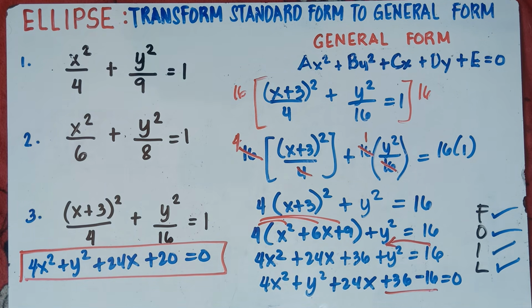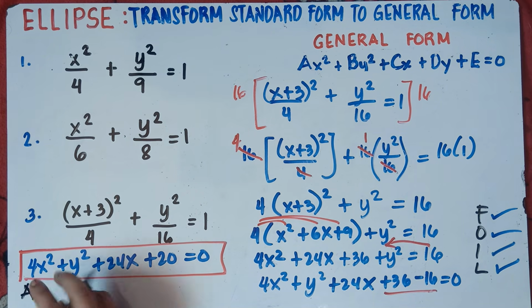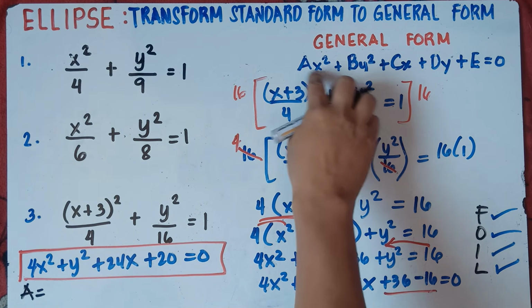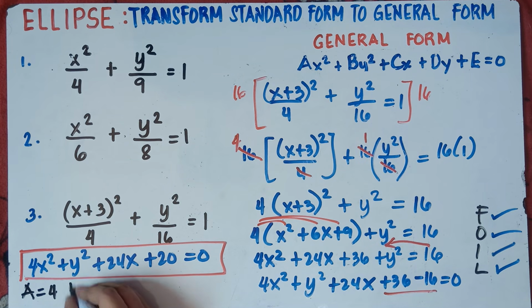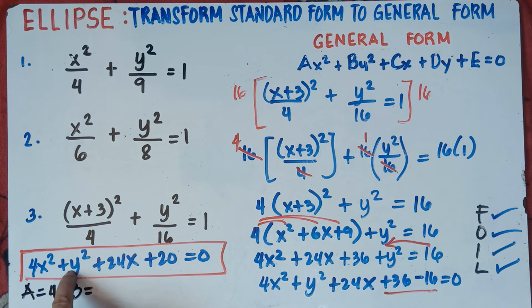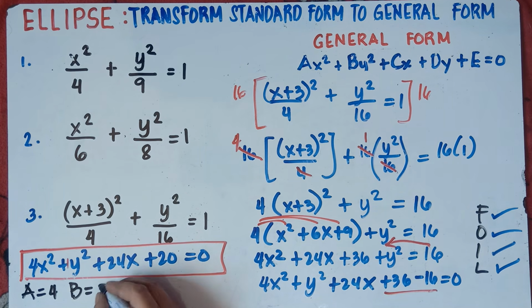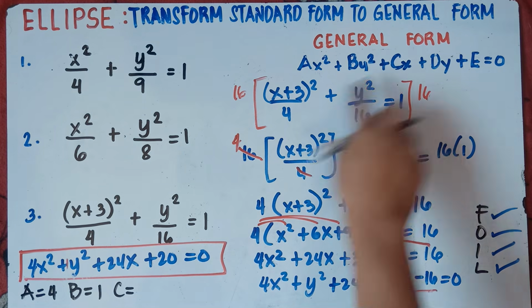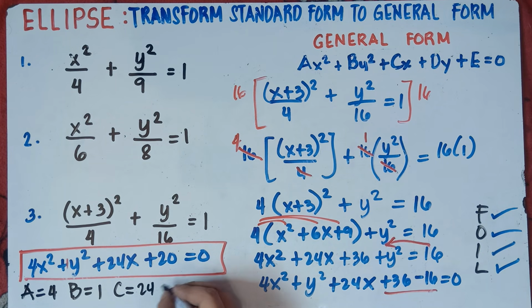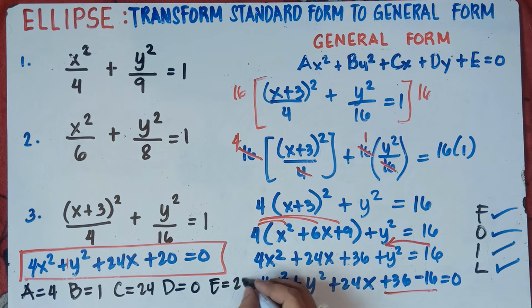That's the answer. Now, if the teacher asks you to find the value of a, b, c, d, and e, our a is beside x squared, so our a is 4. Our b is beside y squared, so if we don't see any number beside y squared, understood that there's 1 here, class. So our b is 1. Our c is beside x, our c is 24. Our d is beside y with the exponent of 1. Do we have it here? Nope, we don't have, so 0. And our e is positive 20. That's it, class. All set for number 3.